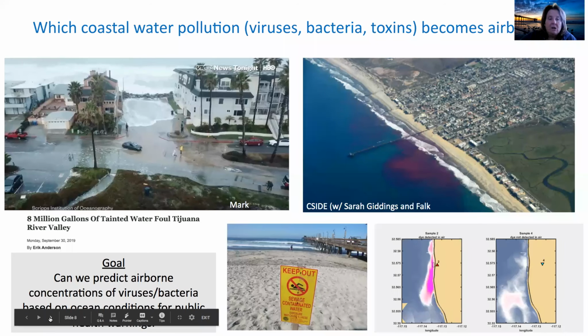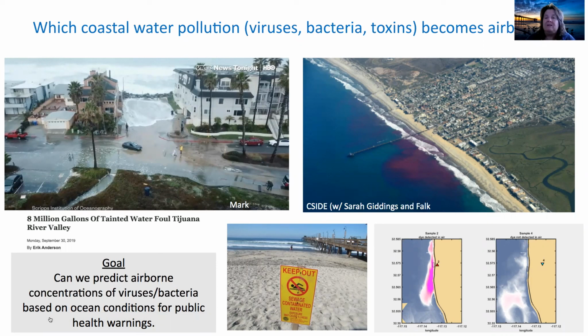All right, so this brings me to what is happening here in San Diego, where I live. This is a picture taken by Mark Merrifield on the upper left quadrant of what is happening when we get hit with these massive storms, which are becoming very much more frequent, where we get a lot of flooding and a lot of runoff into the ocean.